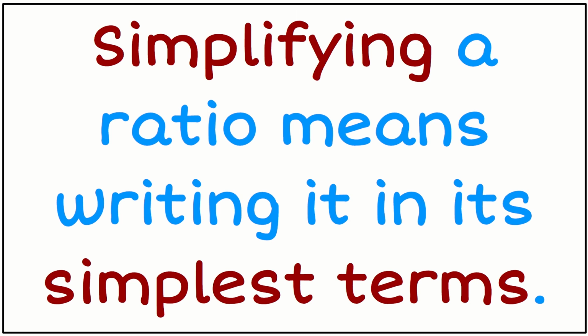So simplifying a ratio means to write it in its simplest terms. Sometimes that's going to involve dividing, sometimes multiplying, but it means to get into nice, clean, tidy numbers basically.